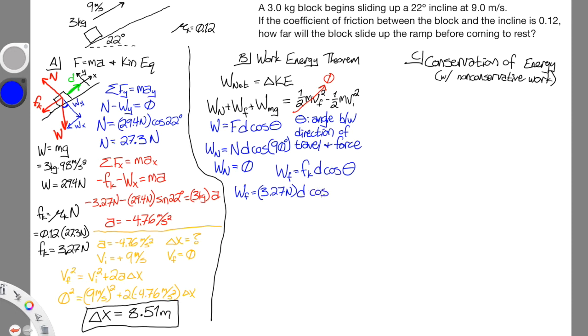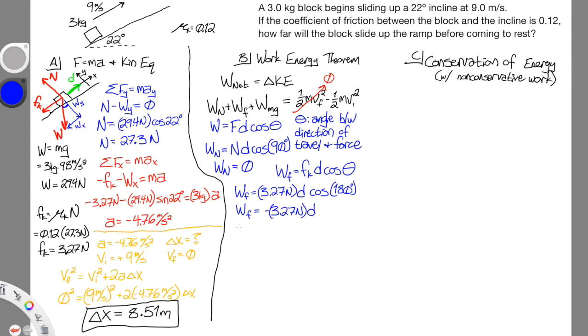And the angle here, well, look back to our free body diagram. The distance traveled is up the ramp. The friction acts opposite the direction of motion, or down the ramp. So like usual for friction, we're going to have an angle of 180 degrees, and cosine of 180 degrees is -1. So our work done by friction is -3.27 newtons times the distance that we travel.